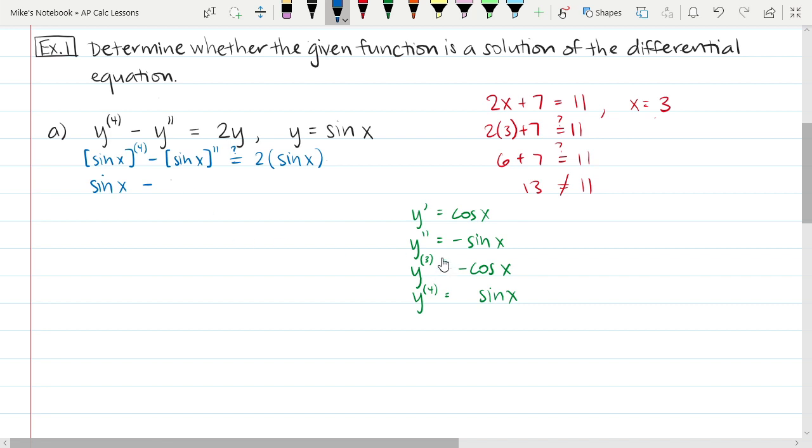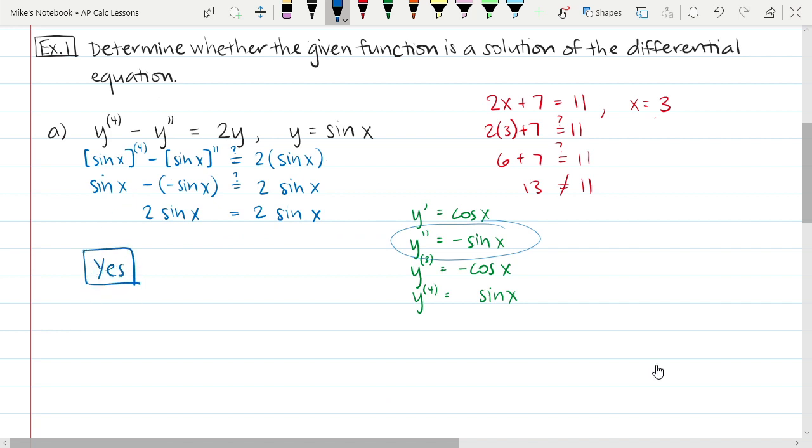So the fourth derivative of sine of x is still sine of x minus the second derivative of sine of x, remember, was right here. That's going to be negative sine of x. And we're checking, does this equal 2 times the sine of x? Well, sine of x minus a negative sine of x does become 2 sine of x. So the two sides are equal, so yes, y equals sine of x is a solution of that differential equation.